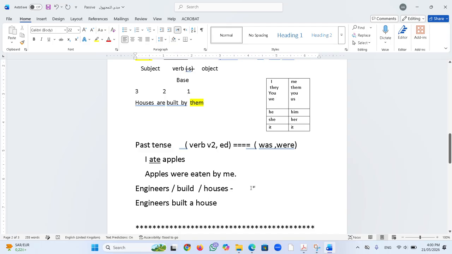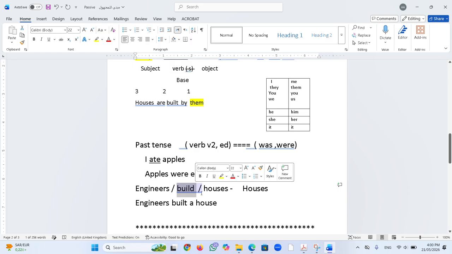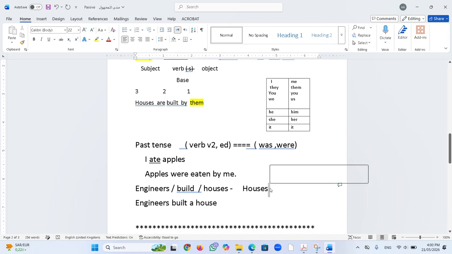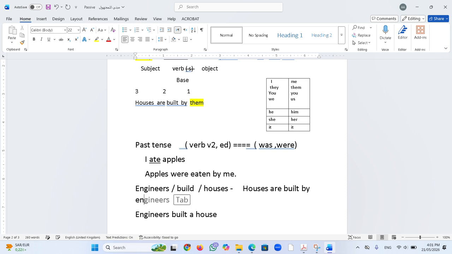What is number 3? Houses. It becomes capital letter, Houses. Look at the verb build, it is in simple present. Because it is a simple present verb, we put is or are. But because here we have plural houses, a plural noun, we add are. Are built by engineers.